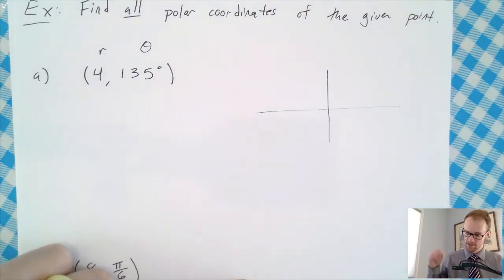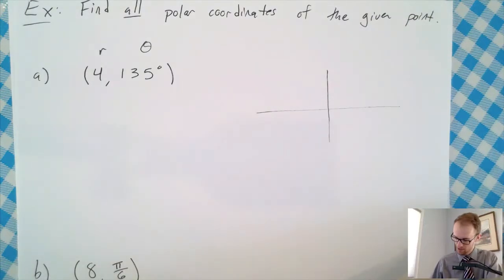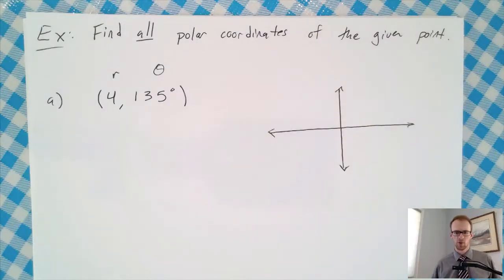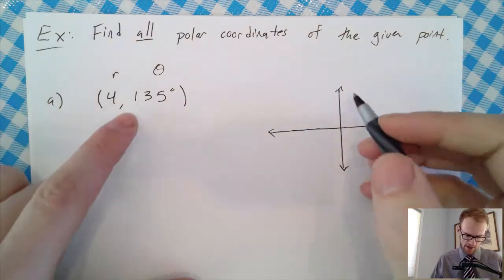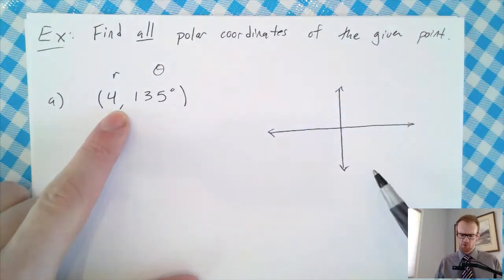There's our x and y axis. Is my pen running out of ink? Okay, I had to grab a new pen. Here we go. What were we doing again? Graphing this point. That's right.